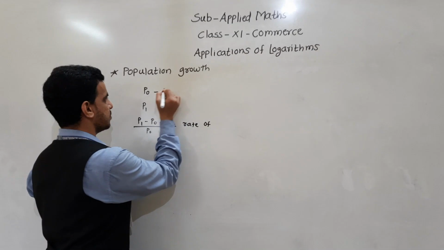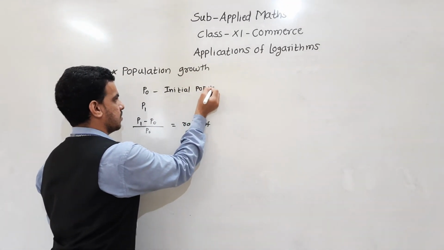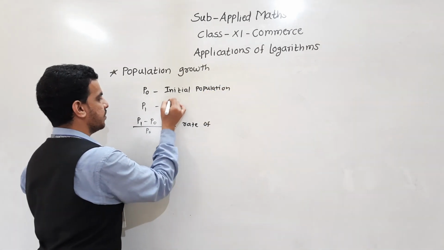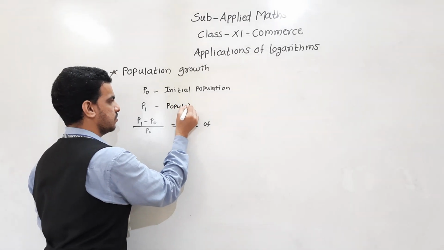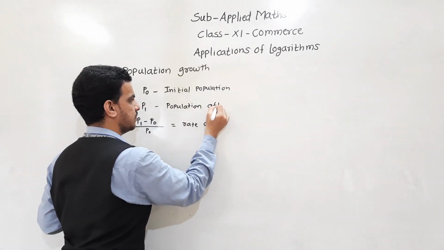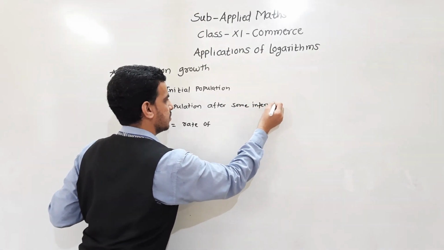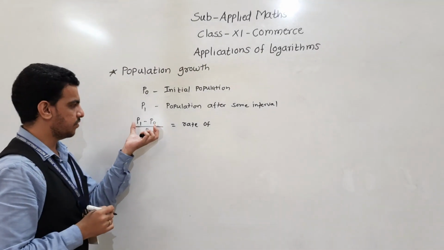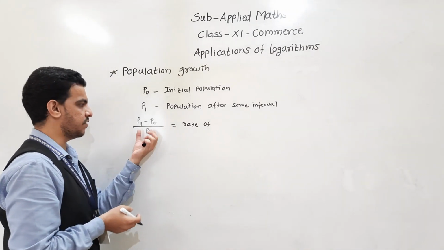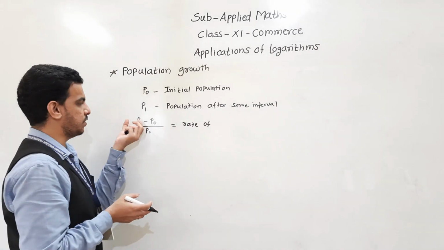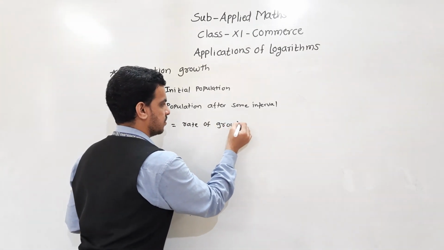So here P0 is the initial population and P1 is the population after some interval. Okay, so the rate of growth, how we find it, is how much the population increases divided by the original population. So (P1 minus P0) upon P0, that is the rate of growth.